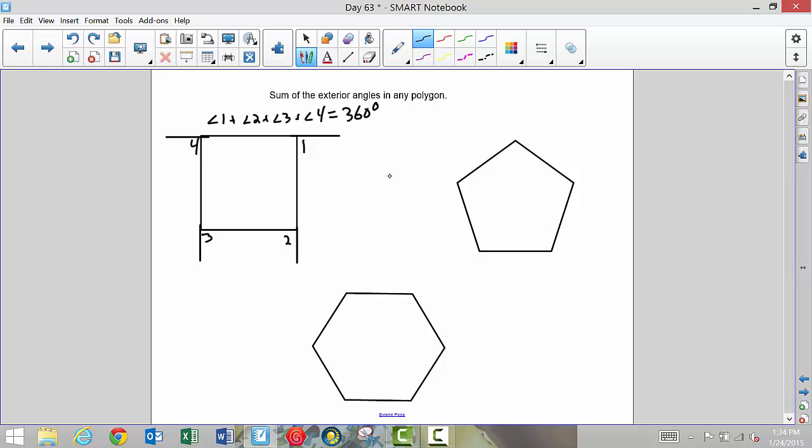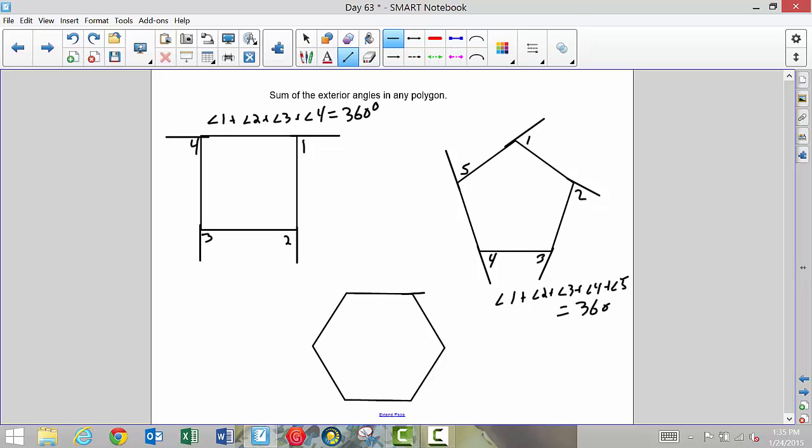The reason is that if you actually connect these angles 1, 2, 3, 4, they construct a circle. Same thing here: if I construct my exterior angles in this polygon, remember an exterior angle is always linear to its interior. Linear means 180, so if I take angle 1, 2, 3, 4, 5, all these angles, angle 1 plus angle 2 plus angle 3 plus angle 4 plus angle 5, will equal 360.